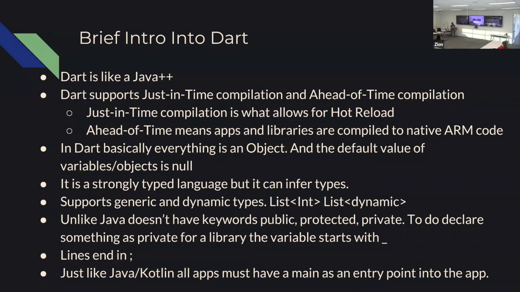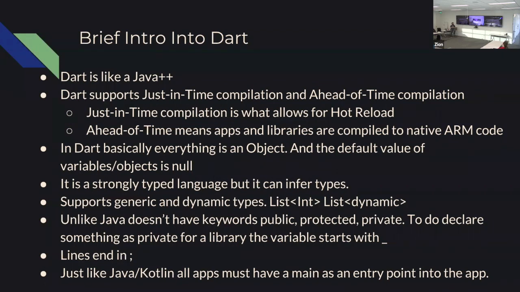It is strongly typed, but it can still infer types, so kind of like Kotlin. And it supports generic and dynamic types. So you can easily put List<int> or List<dynamic> and have multiple different types of variables if you do dynamic. And unlike Java, it doesn't have the keywords public, protected, and private. To declare something private, you use an underscore in front of it.